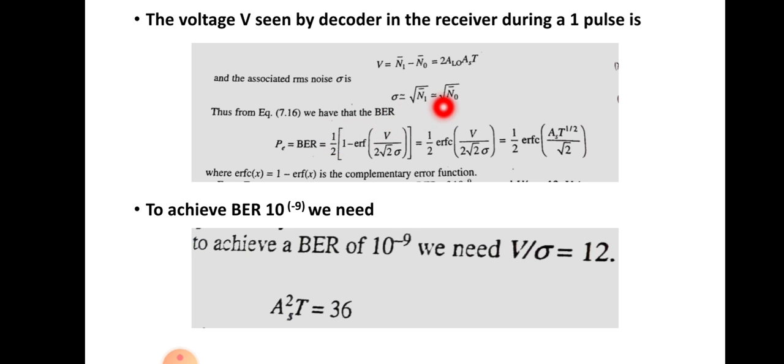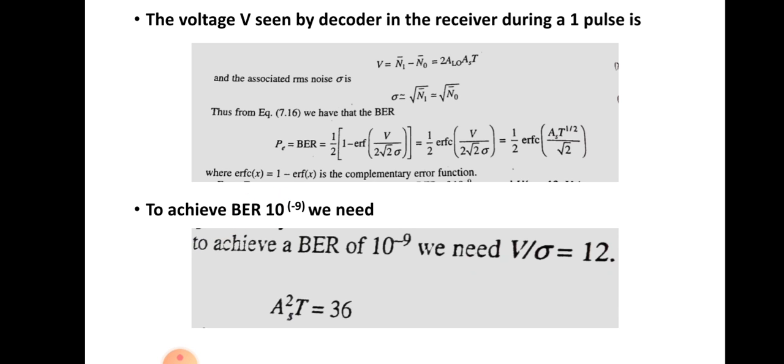And using this we can write the bit error rate as: bit error rate will be equal to 1 by 2 into (1 minus ERF), that is the error function, of V by 2 root sigma, that is equal to 1 by 2 ERFC of V by 2 root sigma, that is equal to 1 by 2 ERFC of (AS square T) raised to 1 by 2 divided by root 2, where ERFC of X equals 1 minus ERF of X. The error function and the complementary error function are related by these equations.